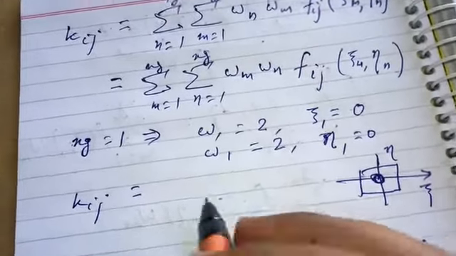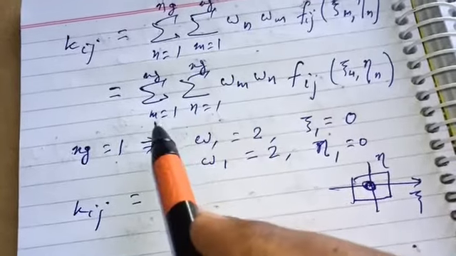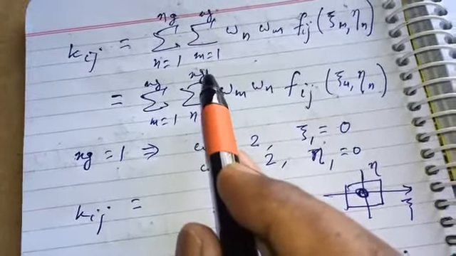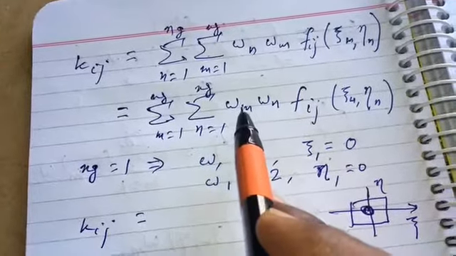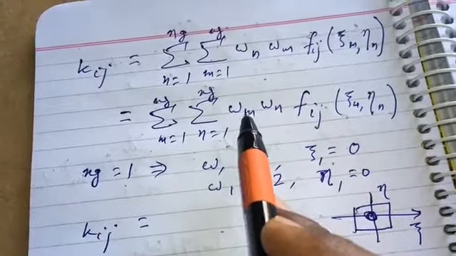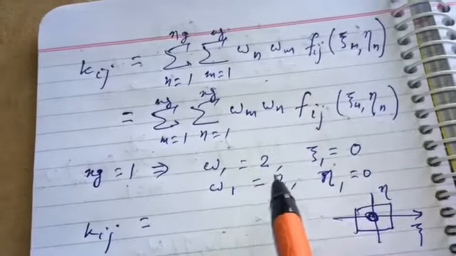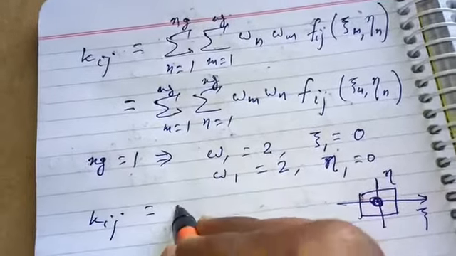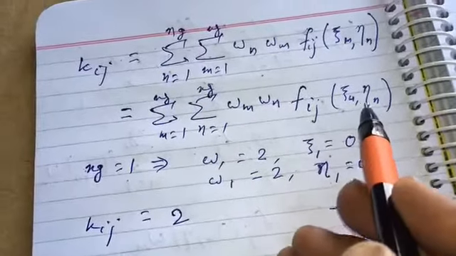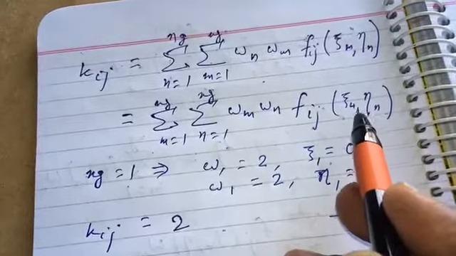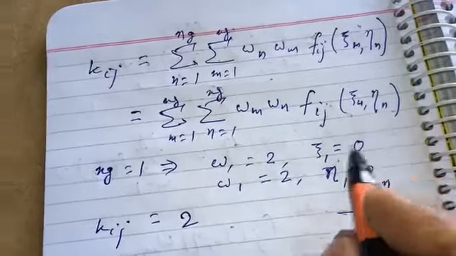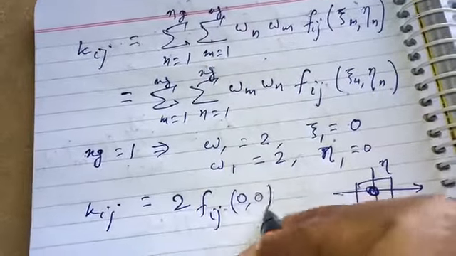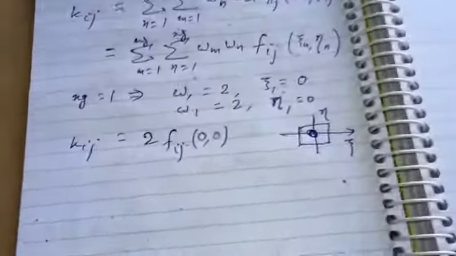So, if this is xi, this is eta, there is only one point at 0, 0 basically. So, k_ij is the sum over m equal to 1 to 1 and n equal to 1 to 1, and then we have here w_1 times w_1. So, w_1 is 2 only, and so we have 2 and f_ij at xi_1 and eta_1. So, it will be f_ij at 0, 0. So, this is what the integration will be.